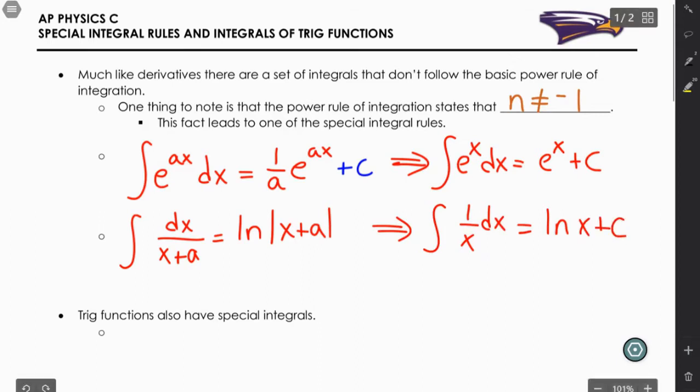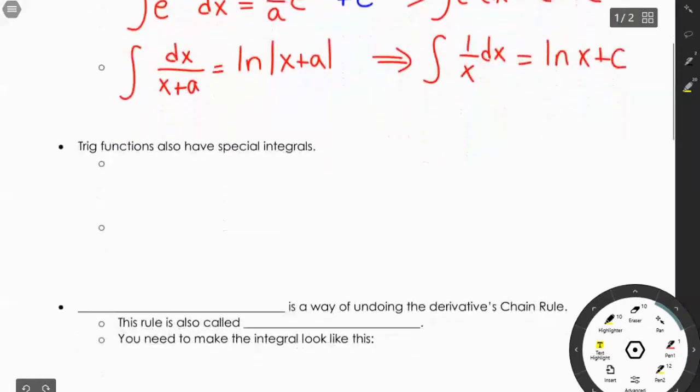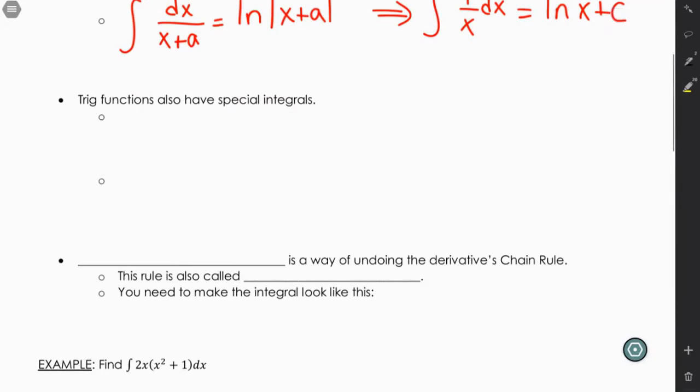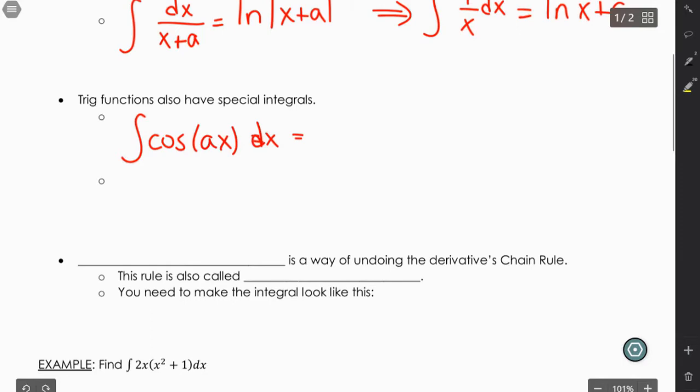Now the trig functions. Just remember how they work: the derivative of sine is cosine, and the derivative of cosine is negative sine. So they work in reverse. The integral of cosine ax dx is 1 over a times sine ax. They're writing this with U substitution in mind. The most basic case is a equals 1: the integral of cosine x dx is sine x plus c.